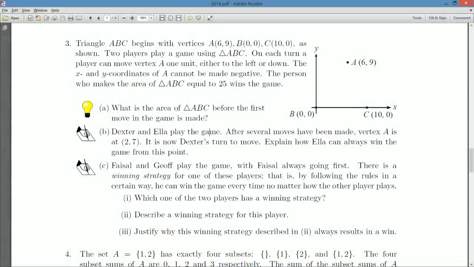C. Faisal and Jeff play the game, with Faisal always going first. So F before G, that makes sense. There is a winning strategy for one of these players. So by following the rules in a certain way, either Faisal or Jeff can win the game every time, no matter what the other player does. So we're asked three things. Which player has the winning strategy? Describe the winning strategy. And justify this winning strategy will always win.